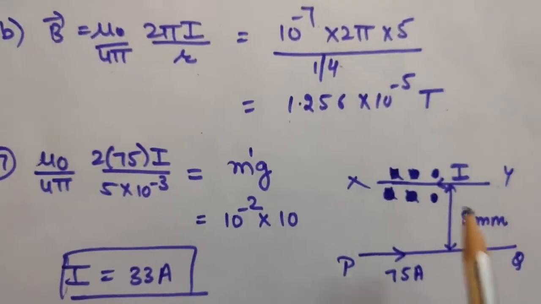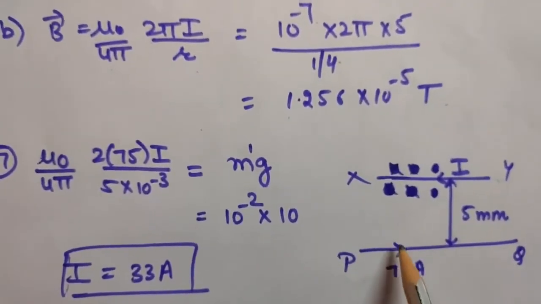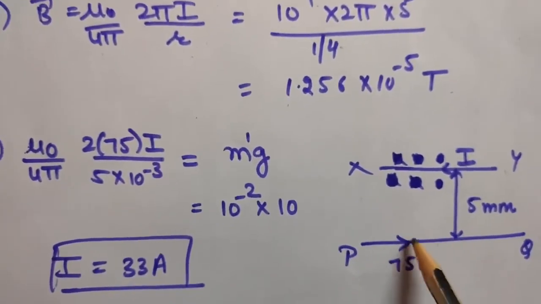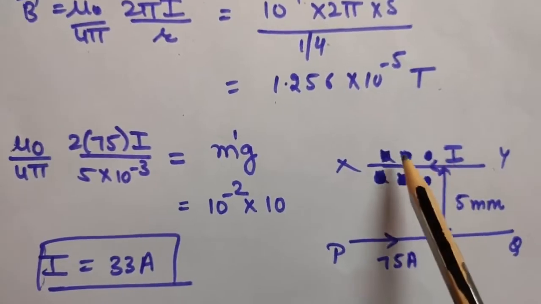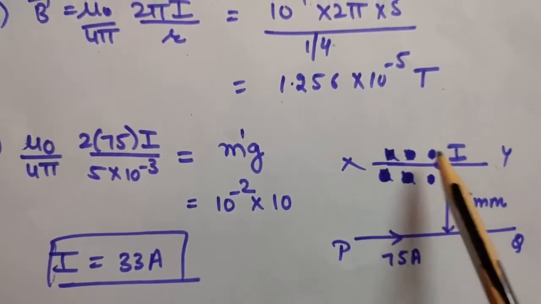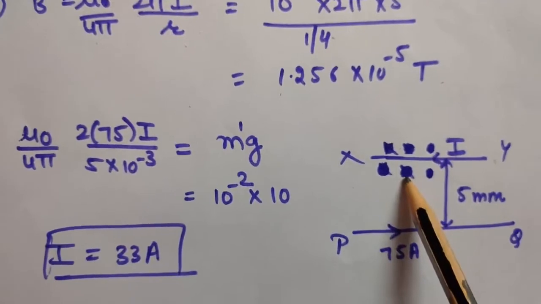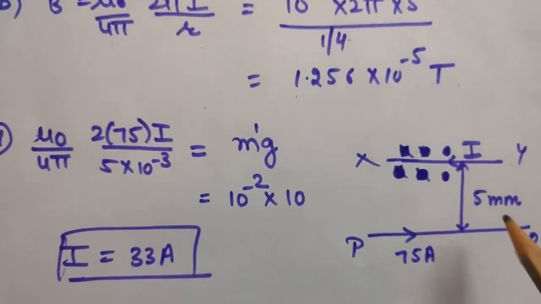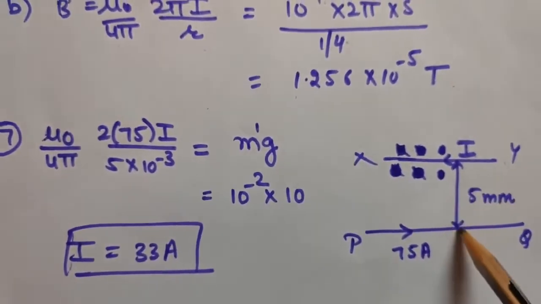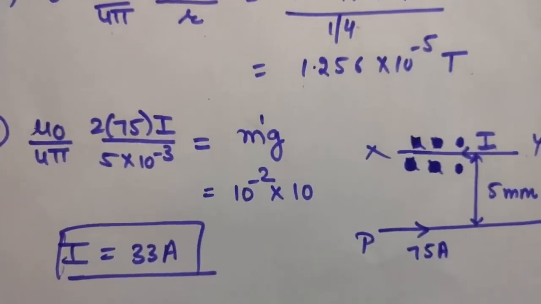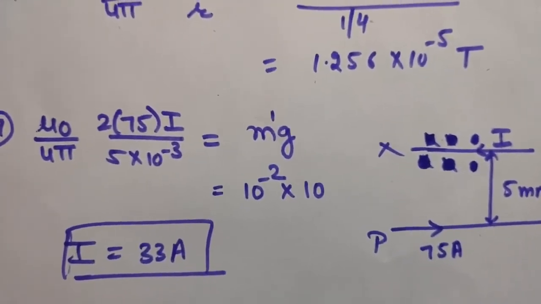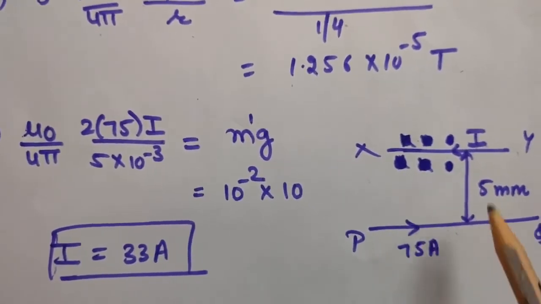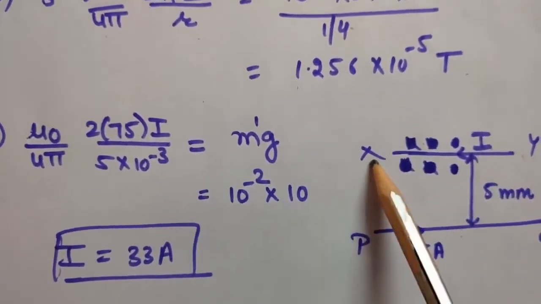In this, the current is in this direction. If you use your right hand thumb rule, that will give you the direction of the magnetic field due to this wire in the upward direction. These dots are showing you the direction of the magnetic field in the upward direction. Now you have to tell the direction of current such that there is a magnetic repulsion between them. As you know, if two wires carry current in the same direction, they attract each other. So to get a magnetic repulsion, the current should be in the opposite direction. So the current will be from Y to X.